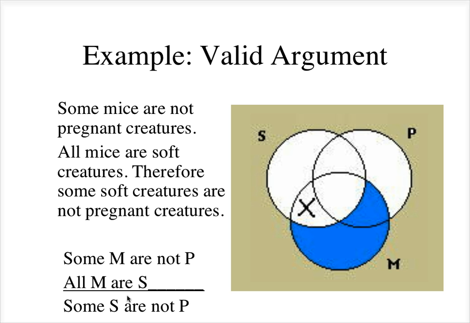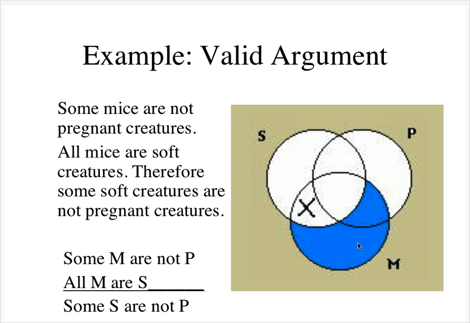So here is the form of the argument. And so we've diagrammed all M are S. That's right here. And then we have diagrammed some M are not P. So we want something in the M circle that's not in the P circle. And we know it has to go here because the other option is right here, and that's already been filled in. So then we look and we see if the conclusion is already diagrammed.